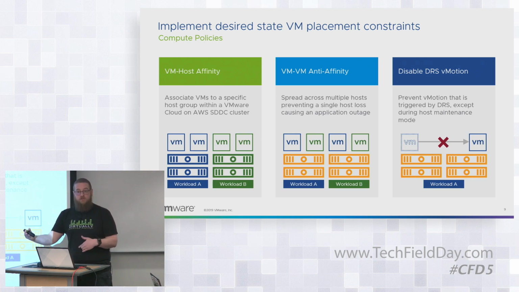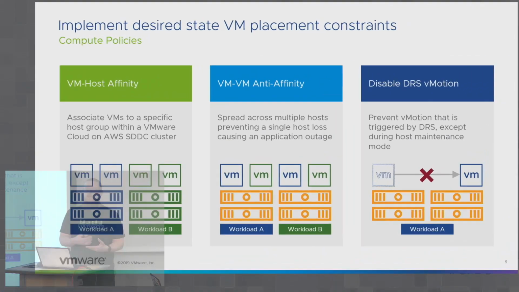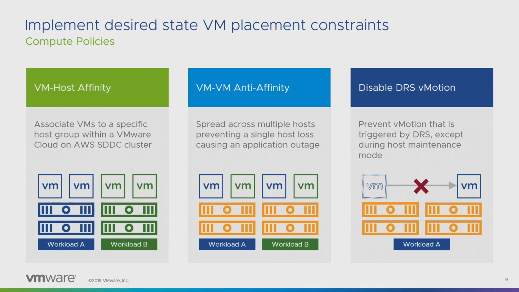These are should rules, right? So if it can't honor the rule, then of course it will put the VM wherever it can. But if at any point in time the cluster changes and it all of a sudden can honor the rule, then it will go ahead and vMotion that VM and get it where it's supposed to be. If we have workloads where we just want to keep them separate, of course, we can set our anti-affinity.